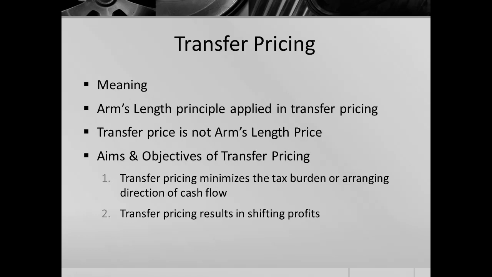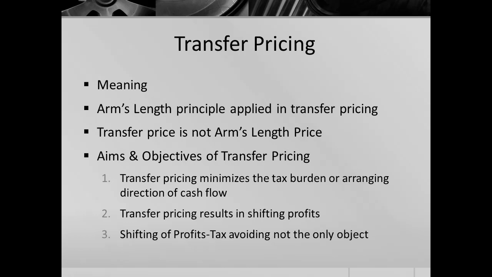Second one is transfer pricing results in shifting profits. So whatever the reason for fixing the transfer price, which is not at arm's length, the result is the shift of a profit. The effect is that the profit appropriately attributable to one jurisdiction is shifted to another jurisdiction. So the main objective is to avoid tax, and also to withdraw profits, leaving very little for the local participation to share. Other objectives include avoidance of foreign exchange restrictions.